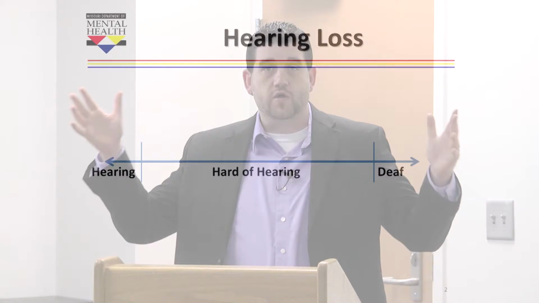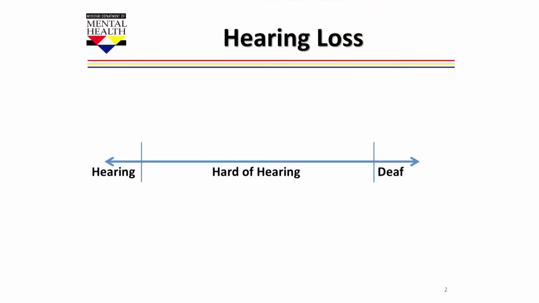The first thing I really want to point out as we start getting into hearing loss is to understand that hearing loss occurs on a spectrum. It's not a matter of everyone who's deaf is deaf and everyone who hears can hear. There's a broad range of deafness, hard of hearing, and hearing.